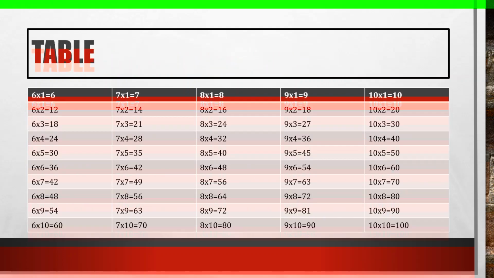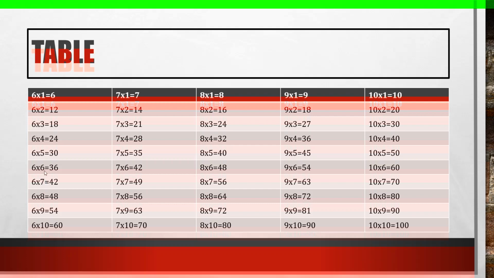Yes, students, this is the next table, table 6 to table 10. You can read the table. Table 6: 6 times 1 is equal to 6. 6 times 2 is equal to 12. 6 times 3 is equal to 18. 6 times 4 is equal to 24. 6 times 5 is equal to 30.